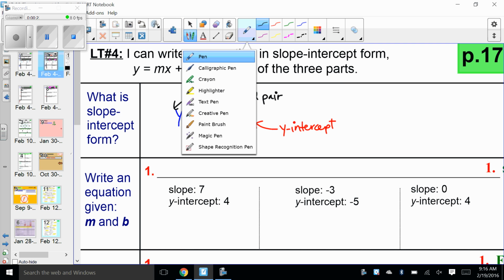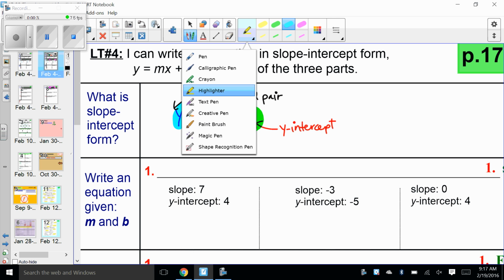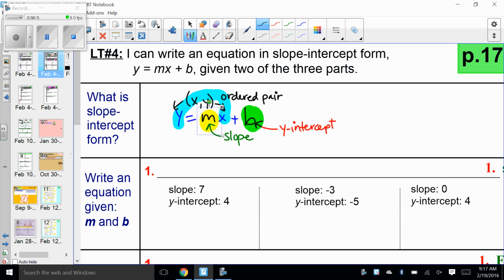So we have y equals mx plus b, where part 1 would be the slope, part 2 would be the y-intercept, and part 3 would be this xy pair. That xy pair. Three parts. We need two of them to solve.